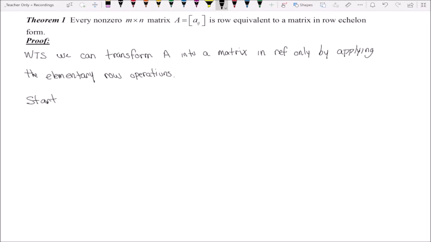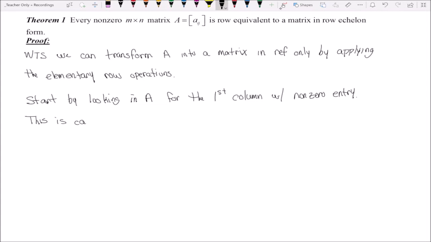What we do is start by looking in A for the first column with a non-zero entry. This column is called the pivot column.